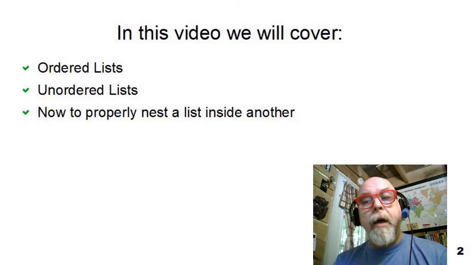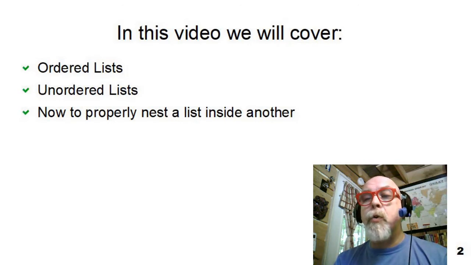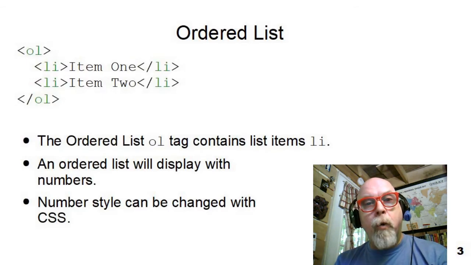In this video, I'm going to introduce the HTML tags for creating an ordered list, which is a list with numbers, and an unordered list, which is a list with bullets, and how to properly nest one list inside of another list to create an outline. Let's start by looking at the ordered list.